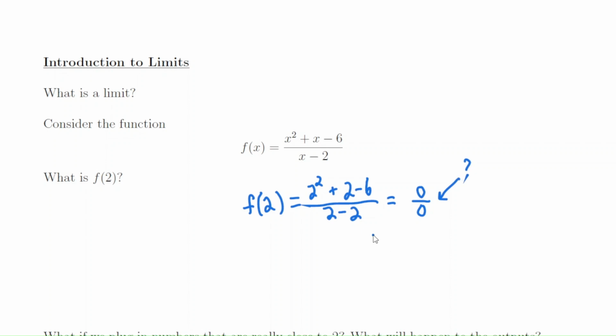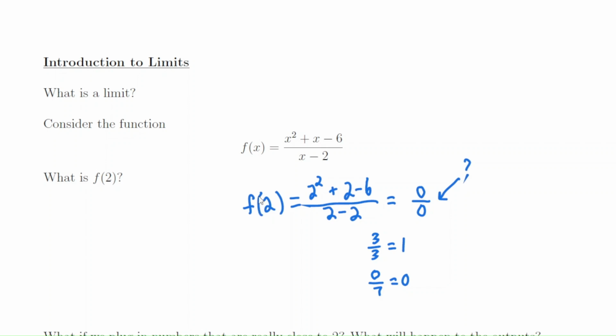I thought anything divided by itself, like 3 divided by 3, wouldn't that be 1? But also, isn't 0 divided by anything, like 0 divided by 7, 0? So which is it? Is 0 divided by 0 equal to 0, or is it 1, or is it something else? Well, it turns out that 0 over 0 is undefined. Anytime you're dividing by 0 in the denominator, you're going to get something that's undefined. It's sometimes called an indeterminate form. And so what that really means is that 2 is not in the domain of our function. So f of 2 is undefined.